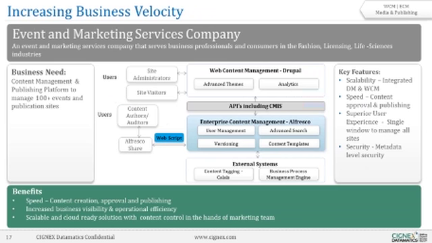Another one was increasing business velocity. This was for an event and marketing services company. The main business need was a content management system and a publishing platform to manage the events and the publication site. So here Drupal was used as a front-end system, and Alfresco was used as the back-end repository. For the Drupal and Alfresco communication, there was an authoring environment in Alfresco, so the content authors were using Alfresco Share as the authoring environment.